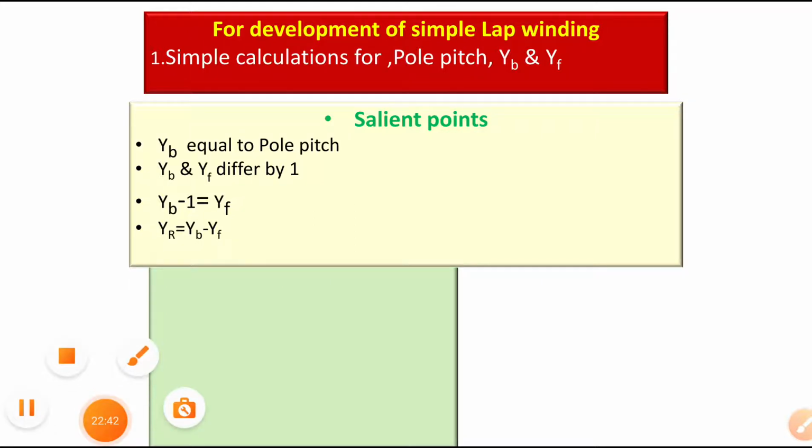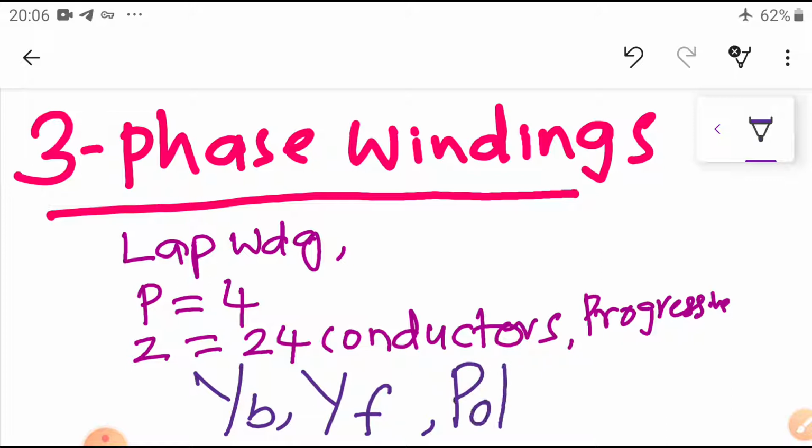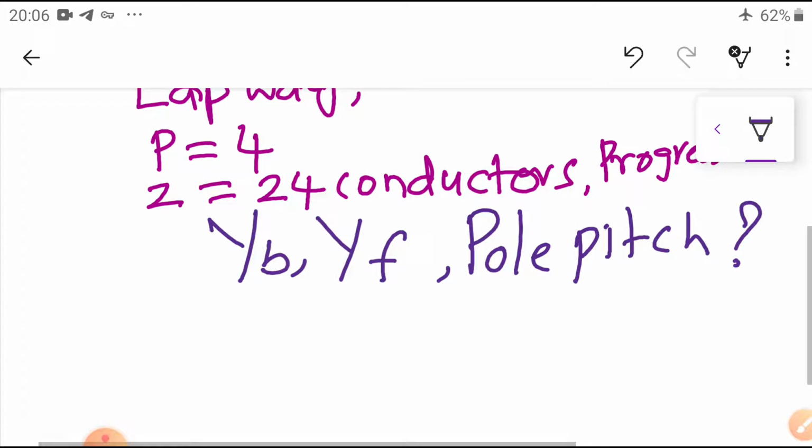So let us do some simple calculations regarding the given case study. Okay, let us see. Now what is the question given? 3-phase lap winding. Number of poles P is equal to 4 poles, number of conductors 24, and progressive winding. We are required to find the YB and the YF. Before that, we need the pole pitch. First of all, we have to find the pole pitch, based on the given data.